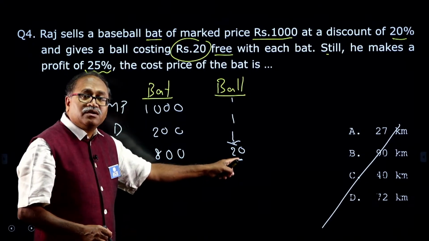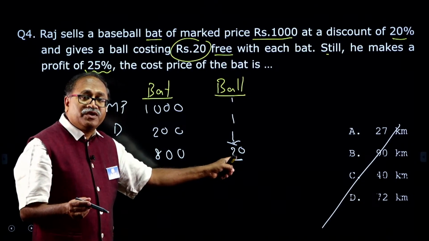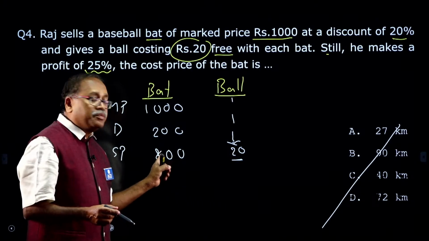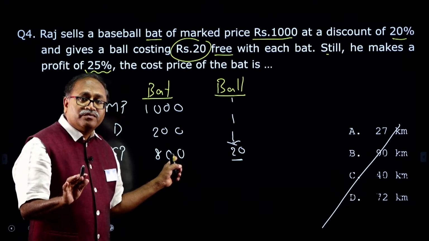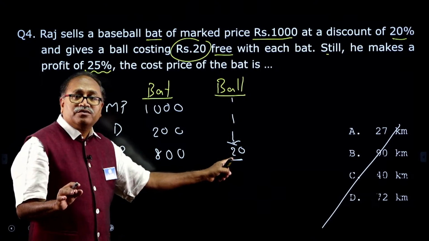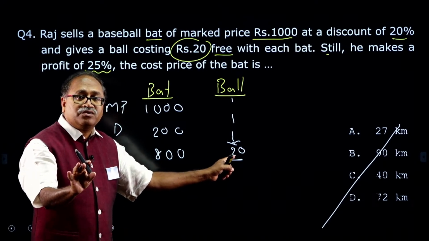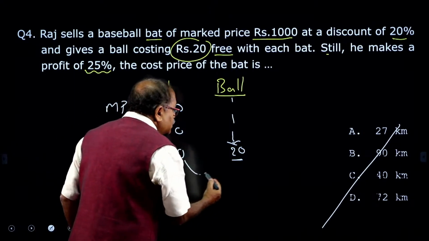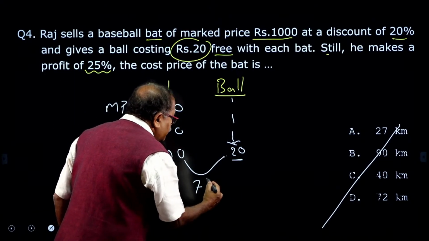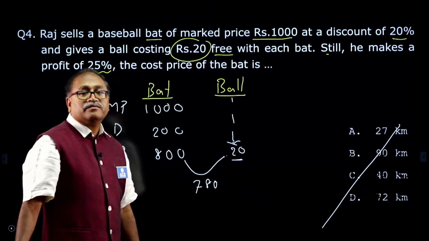The person is giving this 20 rupees ball free, that means his selling price is 800. No, this is a discount. He is giving it free, so you should know that it is a discount. Then what is the selling price? The selling price will be 780.